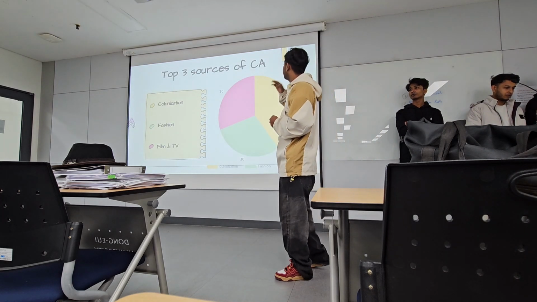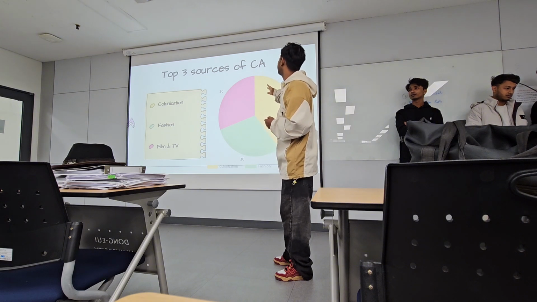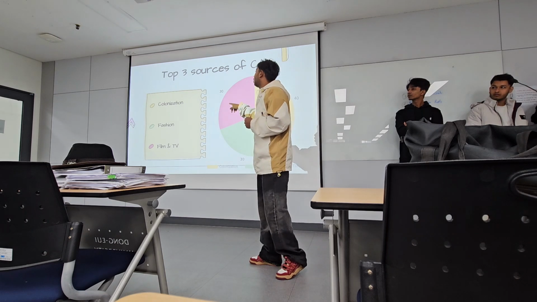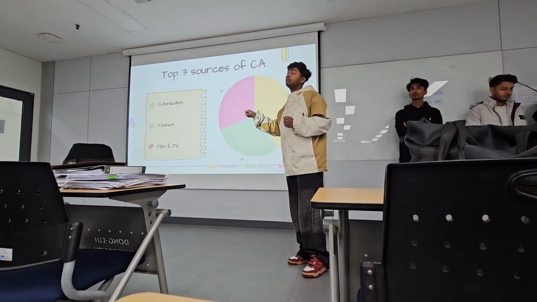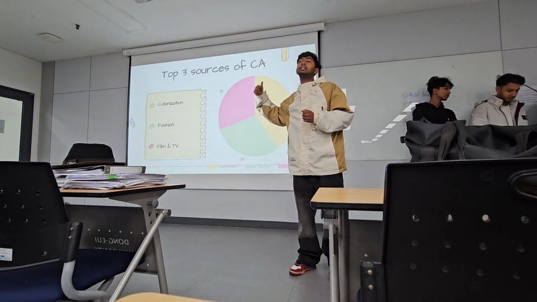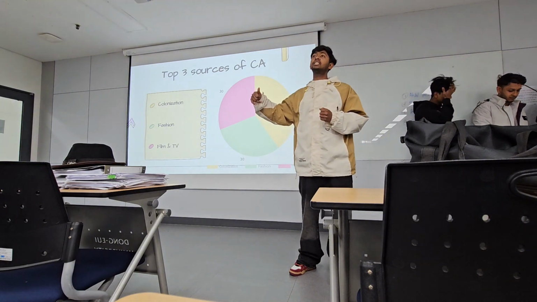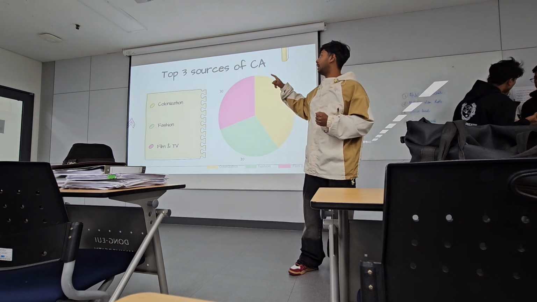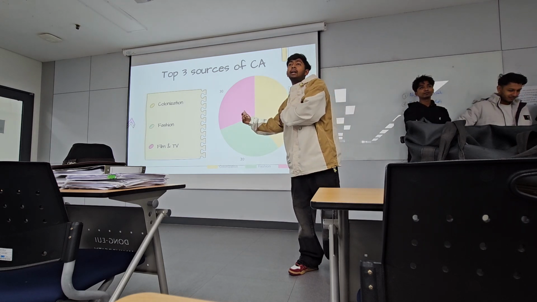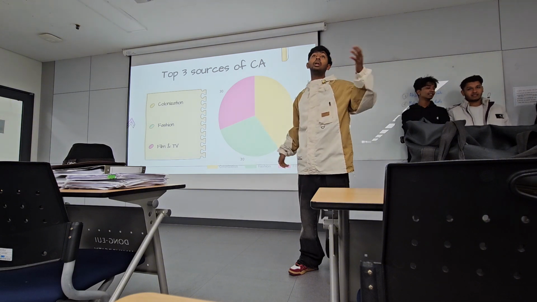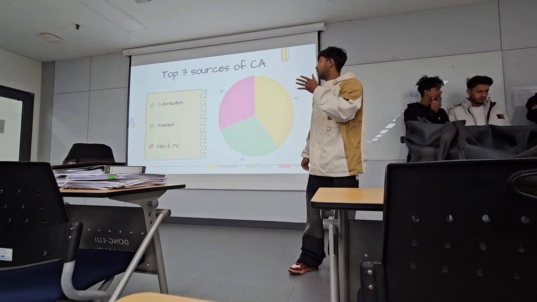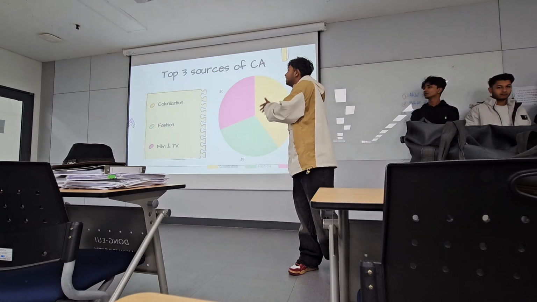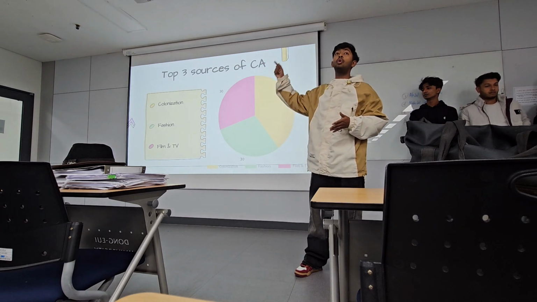If we look at this pie chart, we can see the top three sources of cultural appropriation. First of all, colonization. Sometimes colonizers took other cultures' art, their designs, their sculptures and many other things, and this is actually not right. The problem is that people of other cultures get hurt when colonizers took their designs and sculptures and claimed that they own them.